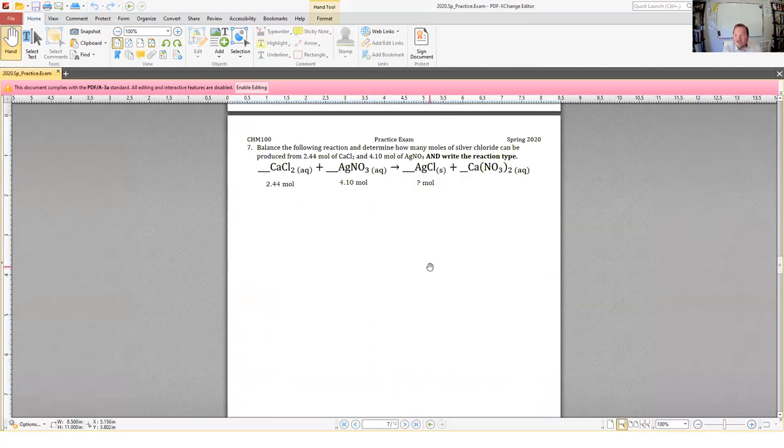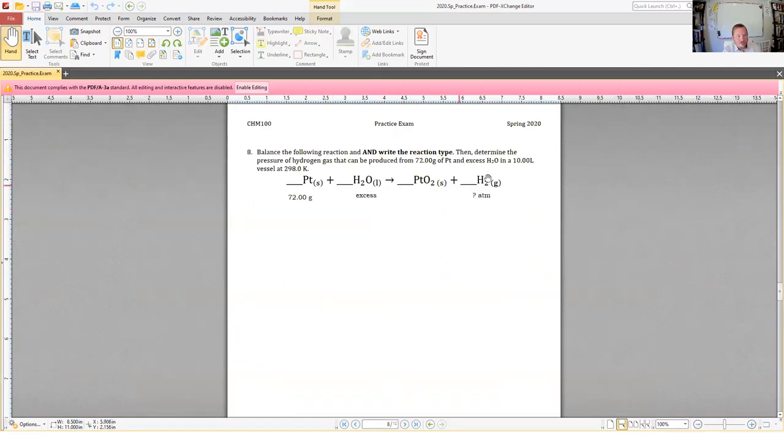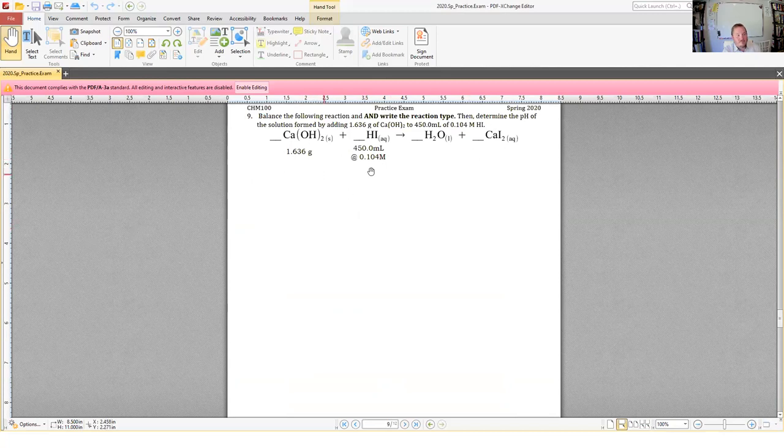But 7, 8, and 9, so at least 30% of your overall grade on the timed test is stoichiometry based. So there's going to be an easy one where it's balance the reaction, I give it to you in moles, you tell me the theoretical yield in moles. Then I make it a little harder, balance the reaction and figure out how many moles you have and then do a gas law. Or balance the reaction and then tell me what the pH is at the end, like we've been practicing, right? But all three of those are stoichiometry at their heart. They're just different flavors of stoichiometry.